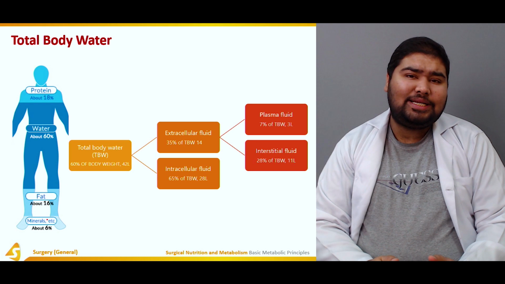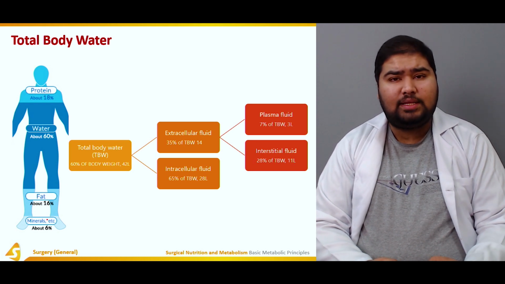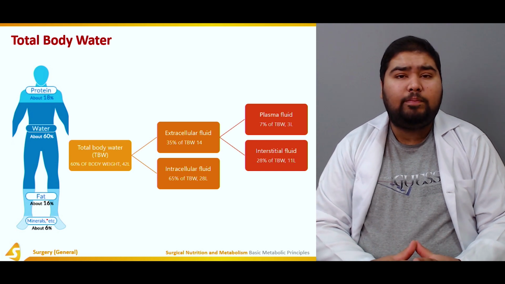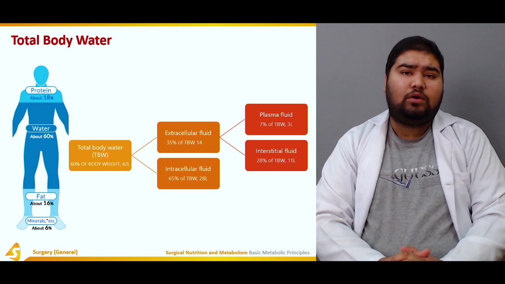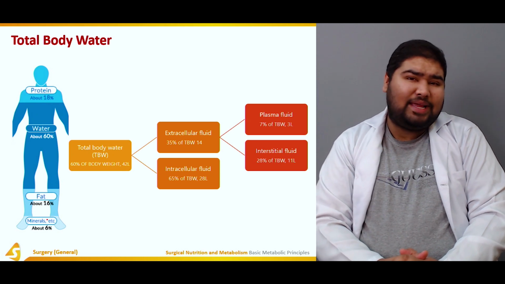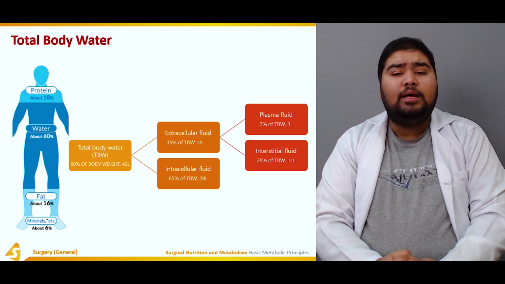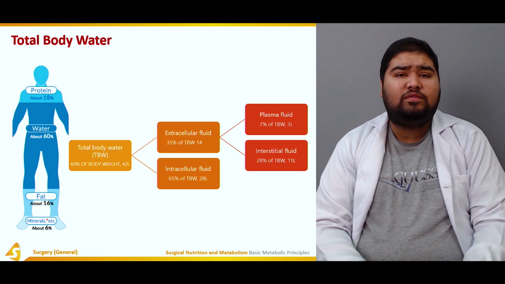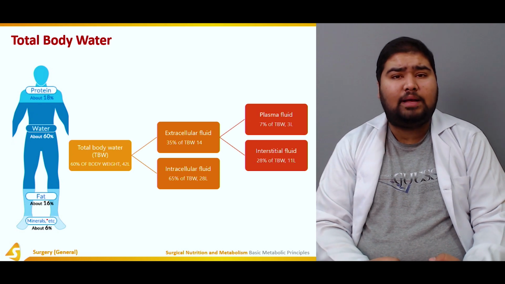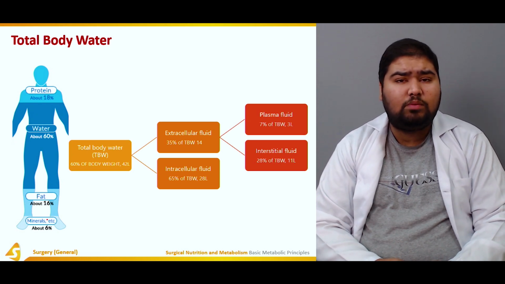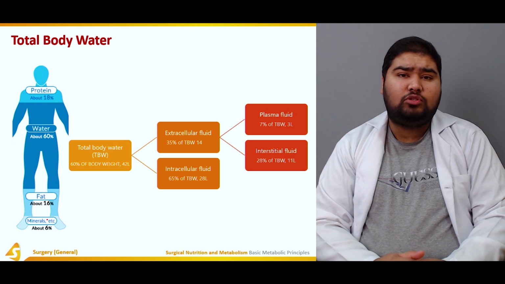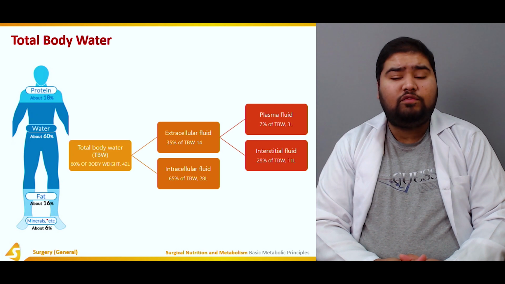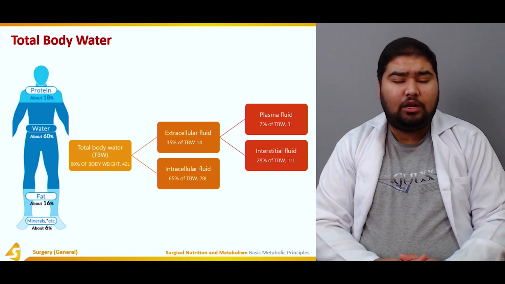Now, the extracellular fluid, which is present outside the cells, is further subdivided into two parts. There are two components, or two subdivisions, of this extracellular fluid. So let's see what these are. These are the plasma fluid, which is 7%, which is present as a part of the circulating blood. This is about 7% of the total body water, and it comes out to be about 3 liters of the 14 liters of the extracellular fluid.